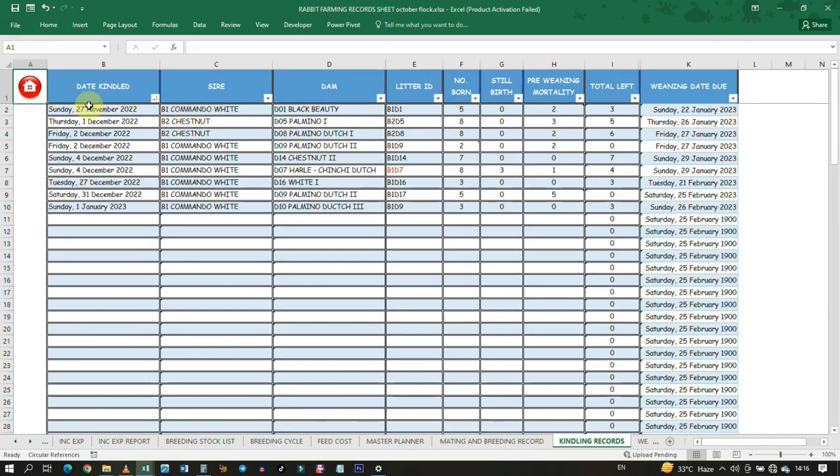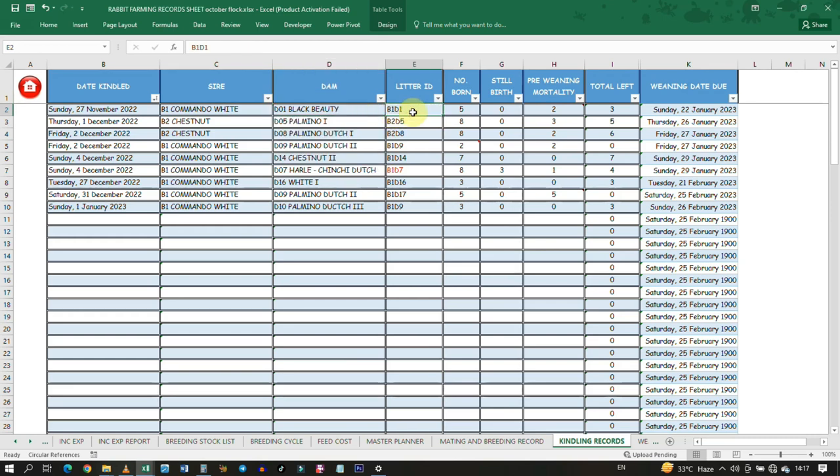Now when the candling starts, you start recording the date candled, the same format I showed you in the previous one. Then the sire: which male was responsible for this? In order to track the pedigree of the animal, the roots or the gene, the parental stock of each litter. So the sire represents the father, so you choose the father, and then the dame represents the doe, so you choose the doe's name.